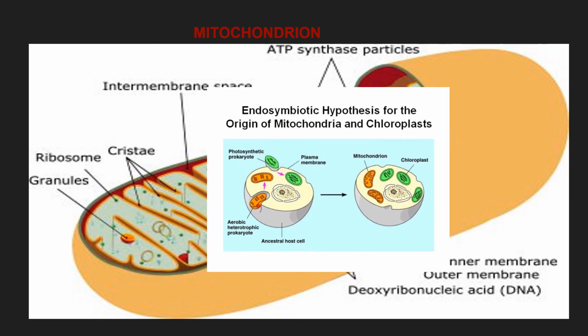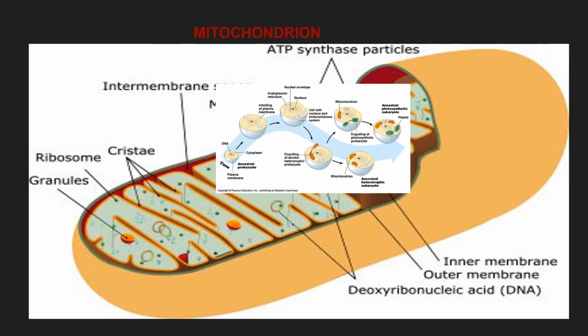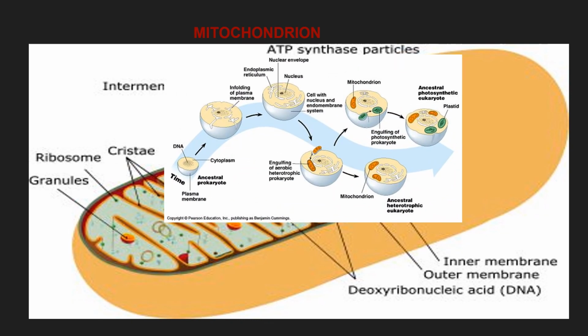Chloroplast also consists of two membranes, one eukaryotic in structure and the other prokaryotic. Like the mitochondria, chloroplast can self-replicate and has bacterial chromosomes and DNA.